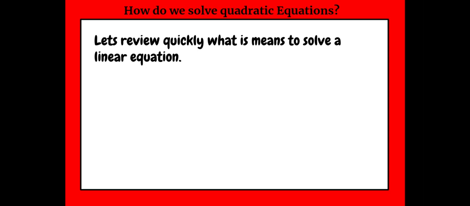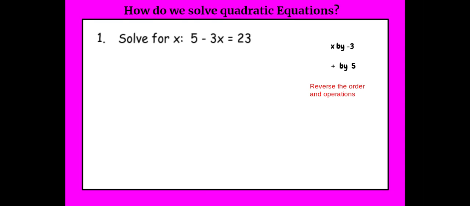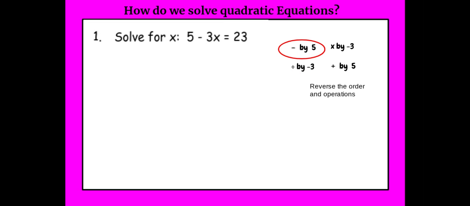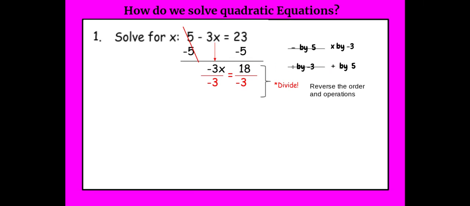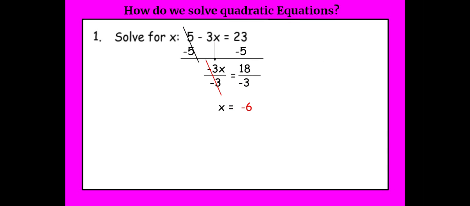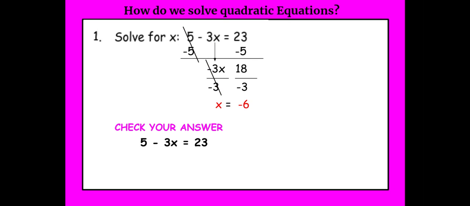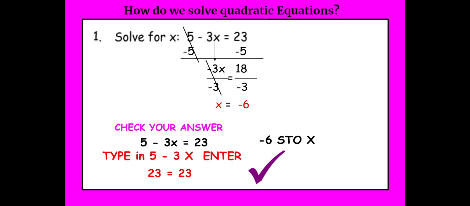So let's review quickly what it means to solve a linear equation, like, for example, 5 minus 3x equals 23. Remember, we ask ourselves what's happening to x. It's being multiplied by -3, added by 5. So we reverse the order of operations, where we subtract 5 on both sides and bring down the -3x. You get 18, and then we divide by -3 on both sides and we get x equals -6. Then when we check our answer, we store -6 in for x, type in the left-hand side, and we get that 23 equals 23 to check our answer.